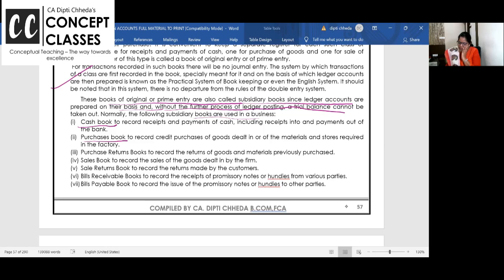Purchase book, to record all credit purchases of goods and stores. But listen, the purchase book is recording only credit purchases. You all are having the material. Can you put it in brackets like this? So that when you do a second reading, it should be very clear to you what you have to read.